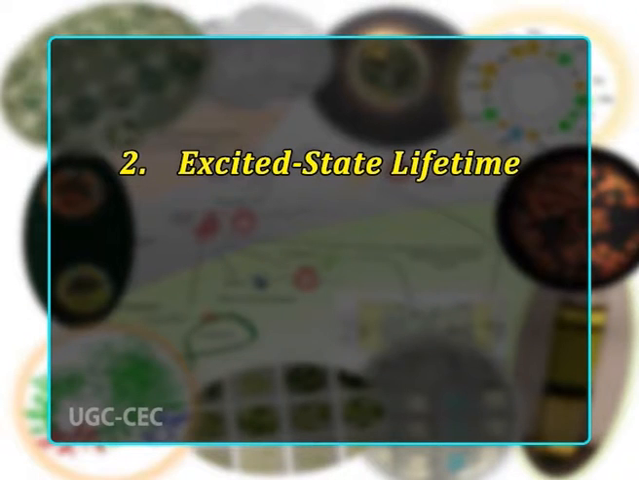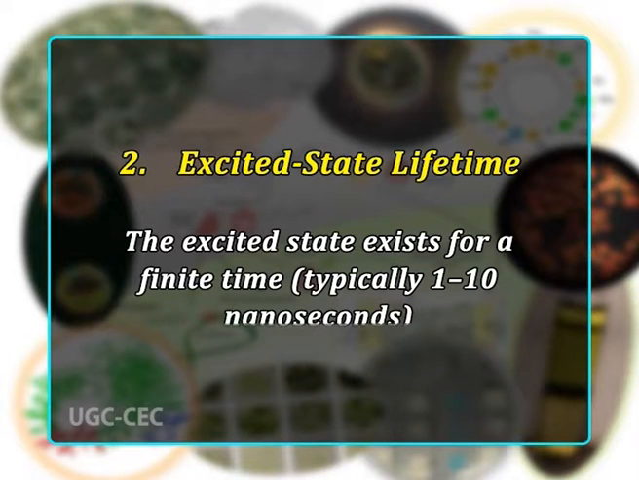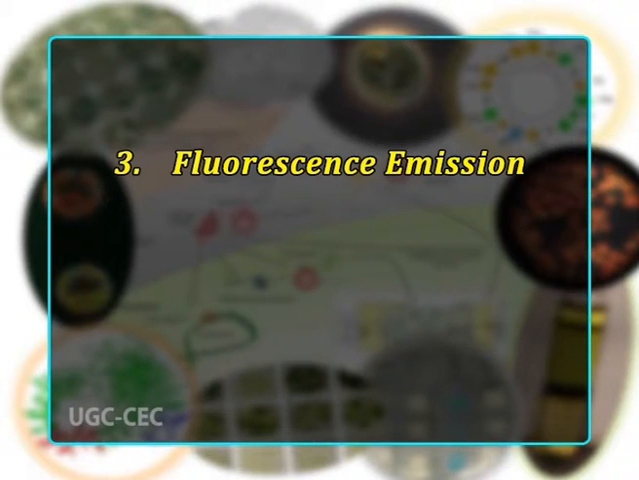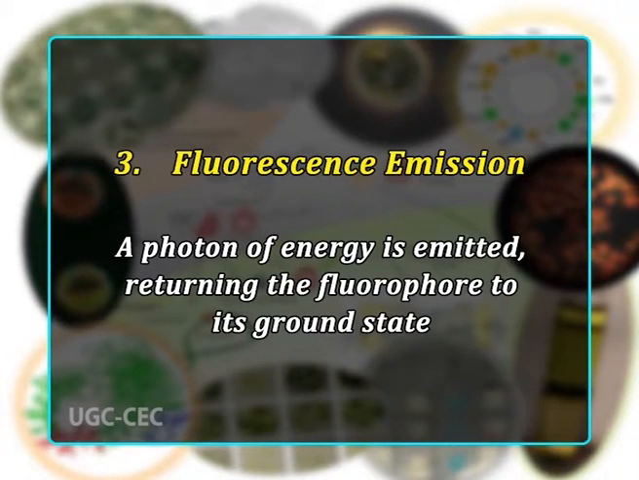And coming to the second stage, excited state lifetime. The excited state exists for a finite time, typically 1 to 10 nanoseconds. During this time, the fluorophore undergoes conformation changes and is also subject to a multitude of possible interactions with its molecular environment. Coming to the last stage, that is the fluorescence emission. A photon of energy is emitted, returning the fluorophore to its ground state. Due to the energy dissipation during the excited state lifetime, the energy of this photon is lower, therefore of longer wavelength than the excitation photon.